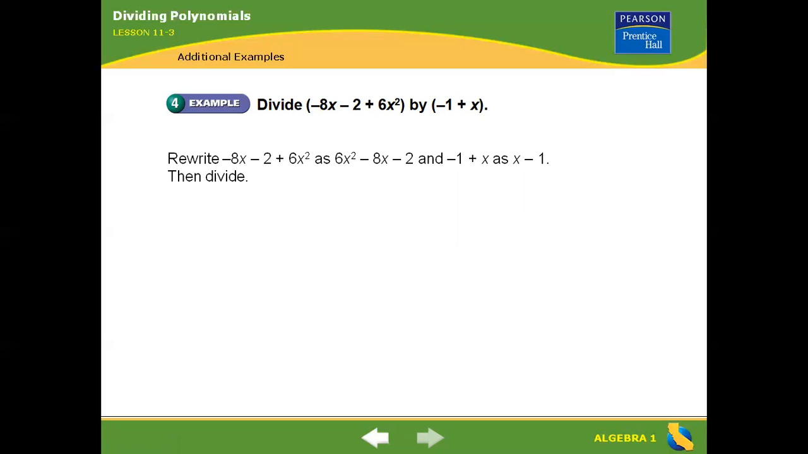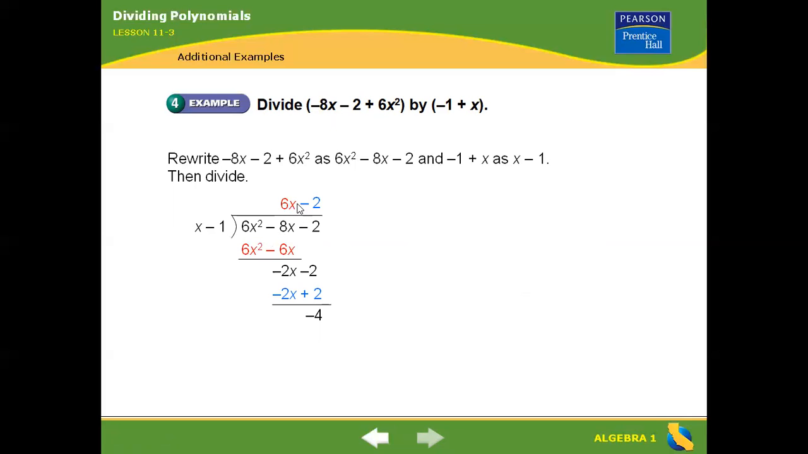Do not change the sign when you are just rewriting into standard form. And then for the divisor, negative 1 plus x, we start first with x minus 1. Then divide. So again, when you divide the first term of the dividend by the first term of your divisor, then multiply, subtract, and then bring down. So first term first. 6x squared divided by x, that is 6x. Put the quotient above the term of the same degree, that is negative 8x.